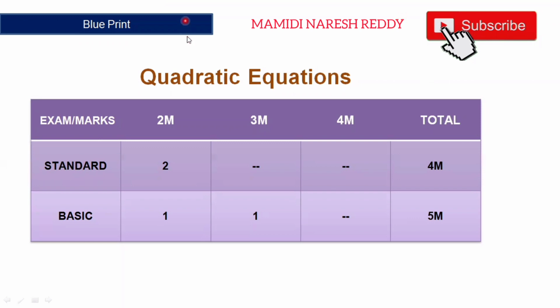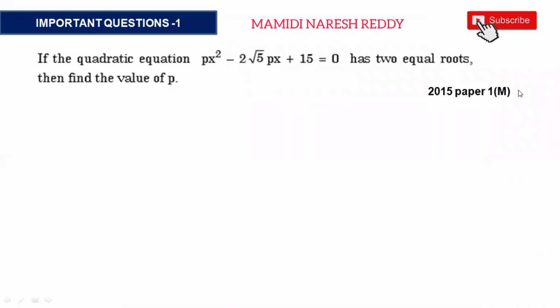Okay, so let us start today's problems. Let us see the first problem. Problem number 1. The question is: if the quadratic equation px square minus 2 into root 5 px plus 15 is equal to 0 has 2 equal roots, then find the value of p. This question appeared in the 2015 paper as a 1 mark question. As we don't have 1 mark questions this year, this question may come as a 2 marks problem. So let us solve this question.